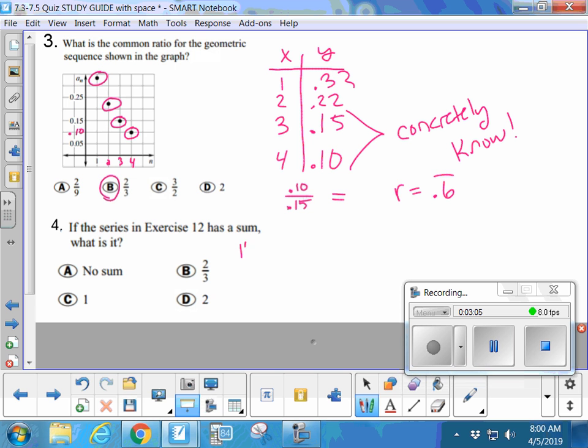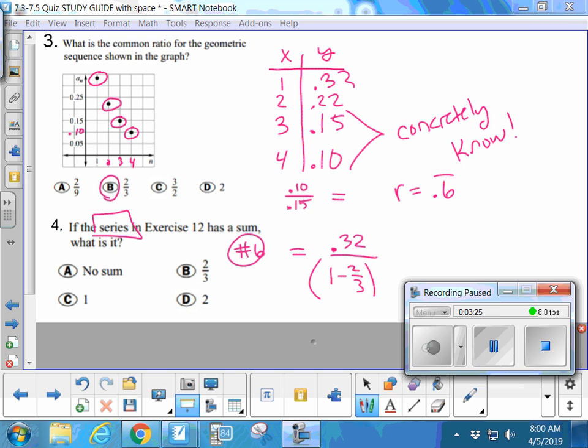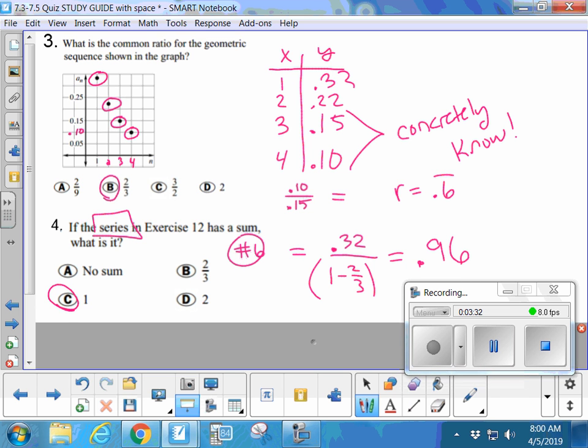Yes. So we're going to use shortcut 6 to find the infinite sum. I know they didn't use the word infinite, but since they just mentioned series, we're going to assume it goes on forever. So we'll do A1 on top. A1 was approximately 0.32. We're just approximating that. And then 1 minus R would be 1 minus 2/3. I ended up getting 0.96, which was not exactly any of the answers, but it's pretty close to 1. We're probably a little bit off because we just estimated that 0.32.